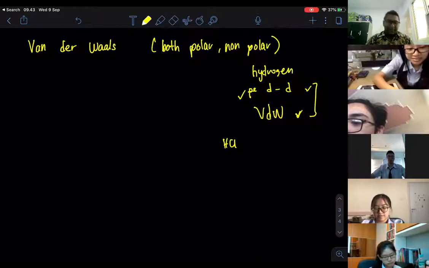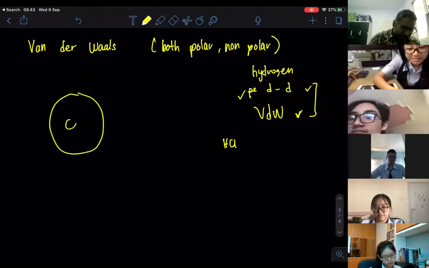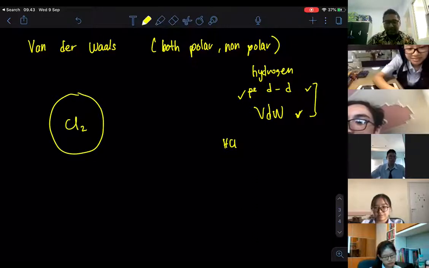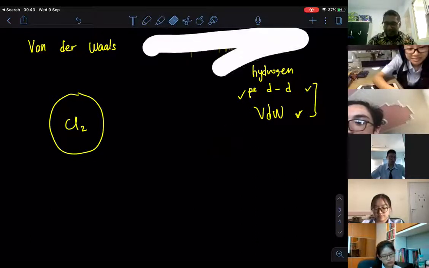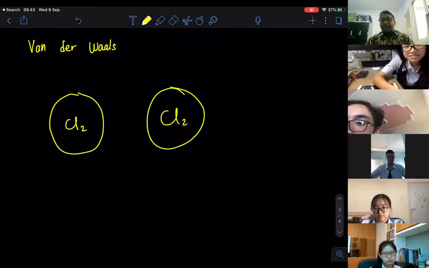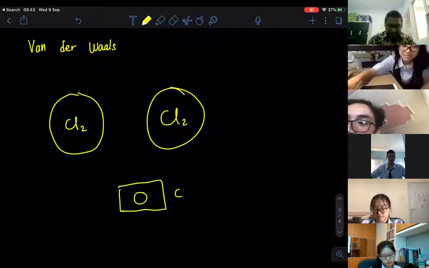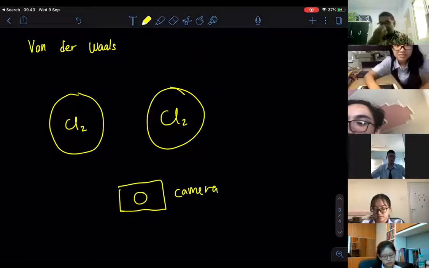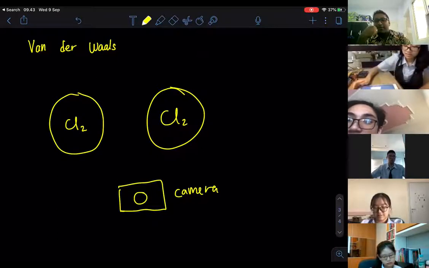It's a very simple concept. Imagine you have any kind of molecule. Let's say we take Cl2, because Cl2 is non-polar, easier to show. Imagine you have Cl2 and another molecule of Cl2. And do remember, electrons keep on moving around. Imagine you take your phone camera, you take a picture, and your phone camera is so advanced that you can see all the electrons.